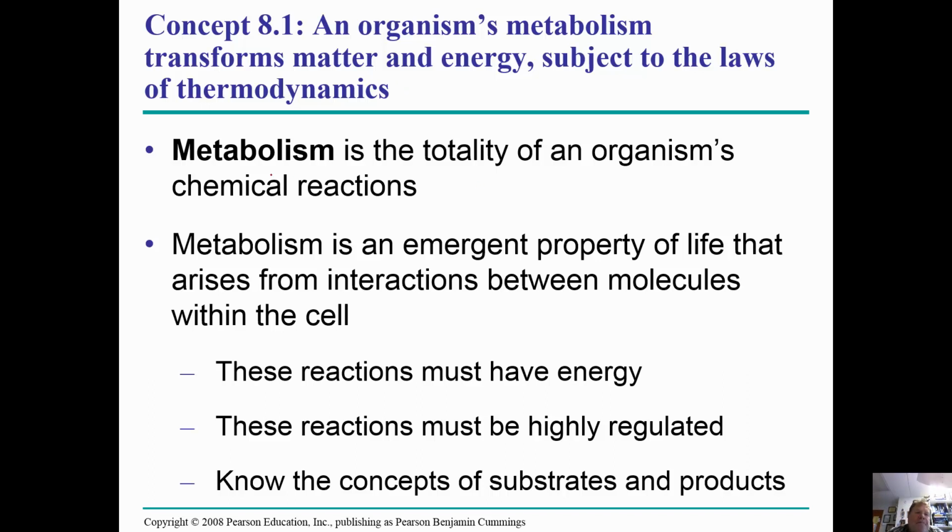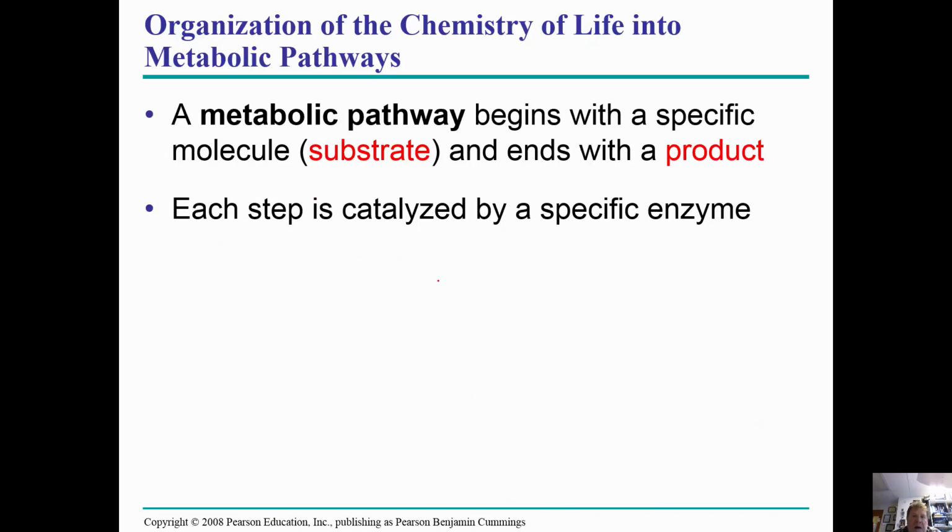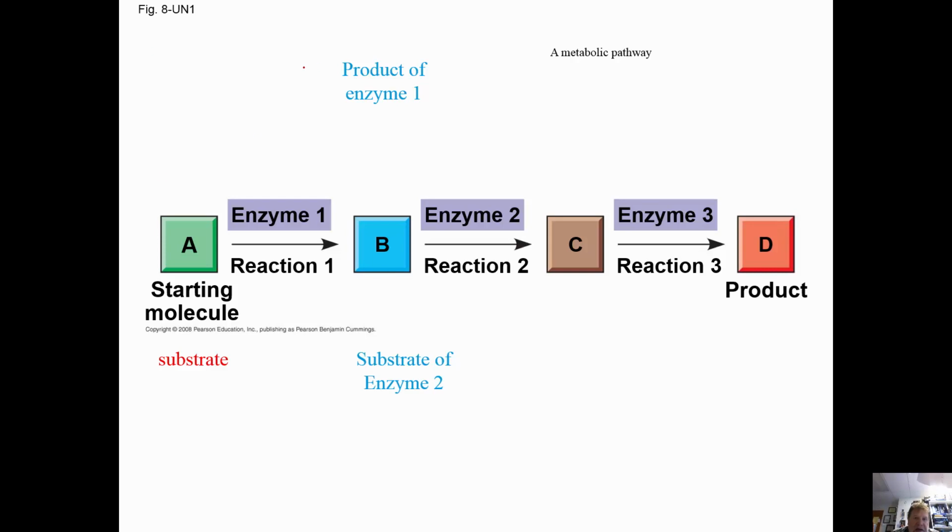Wonderful. Let's define this. Metabolism is the total of an organism's chemical reactions. It's all the things that go in there. Again, these reactions, to occur, have to have a source of energy, and these must be highly regulated, and we need to understand the concept of what we call substrates and products. A metabolic pathway begins with a specific molecule, typically a substrate, and ends with a product. Our raw materials and our product, and we need to know that. Each step is catalyzed by a specific enzyme, and so again, an enzyme can't do a lot of different things.